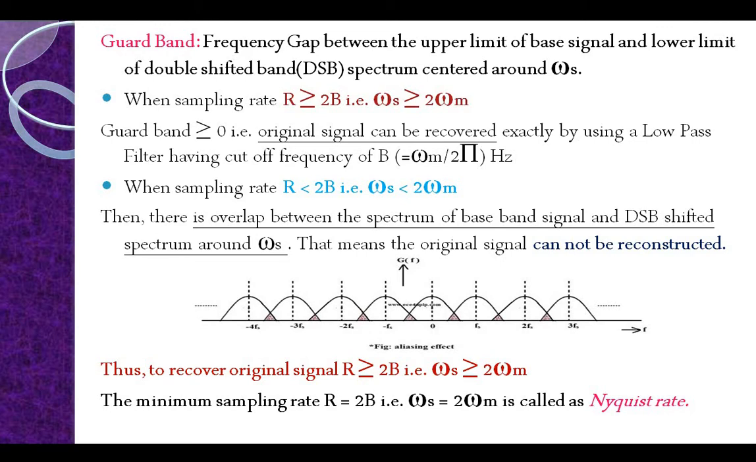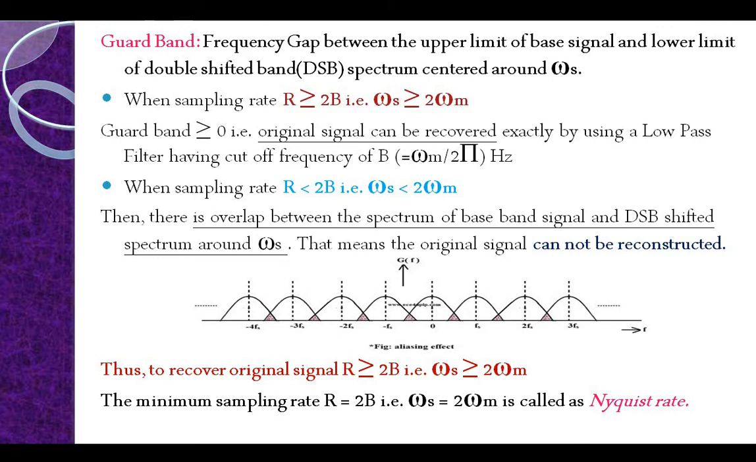There are 3 conditions for the sampling theorem. If R is greater than 2B, that is, your sampling rate is greater than your bandwidth value, then your original signal can be recovered exactly by using a low pass filter without any distortions.